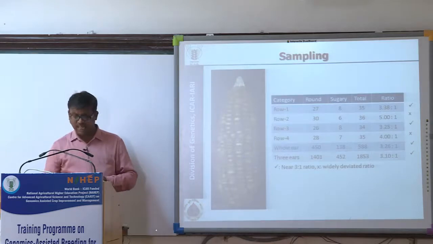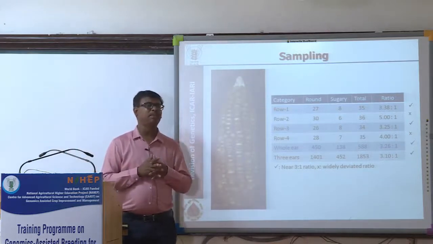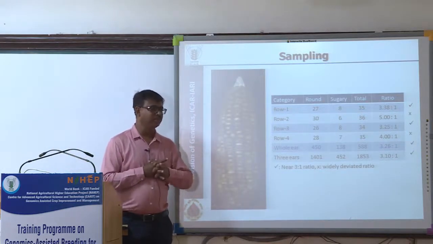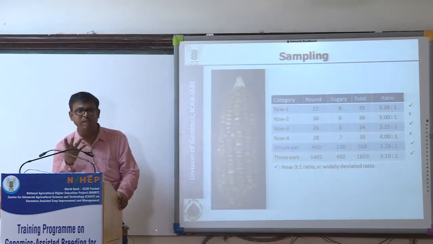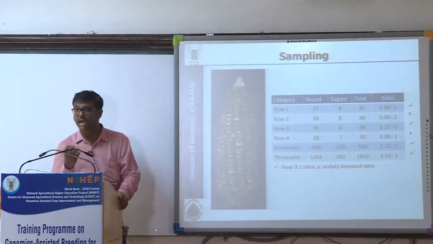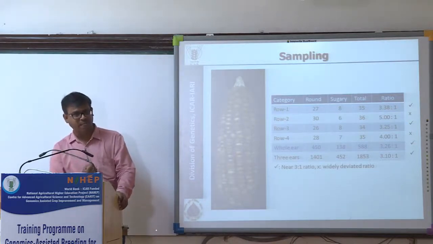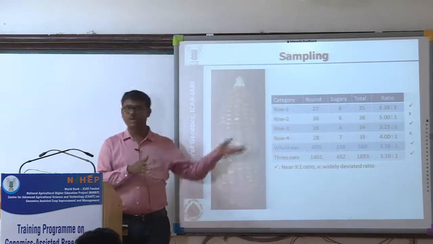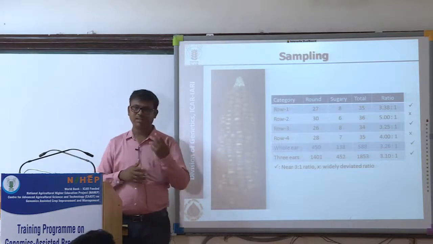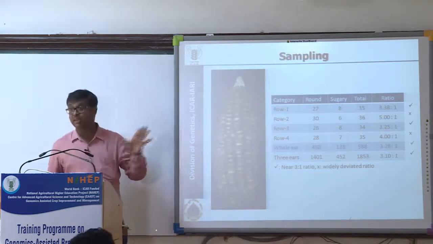Now another is sampling. Sampling is very important in genetic studies. We always say a large sample should be there. If the sample size is small, what will it cause? Deviations will be there. In Hardy-Weinberg law, we use a term called random drift. Because of the small sampling issue, sampling error, your frequency of the genes can go either this way or that way. That we call random drift. So in genetics, we can explain very easily how sample size matters.